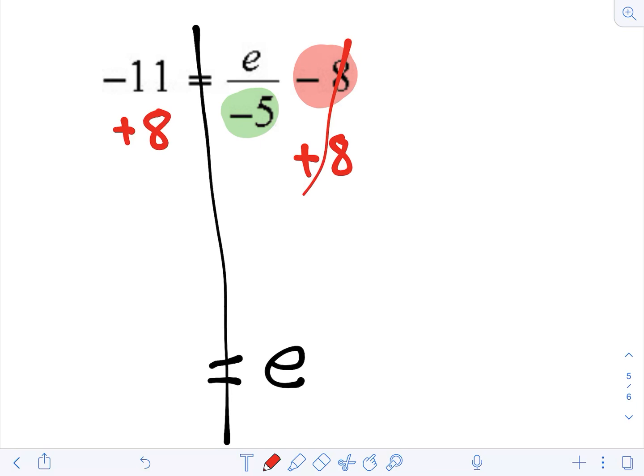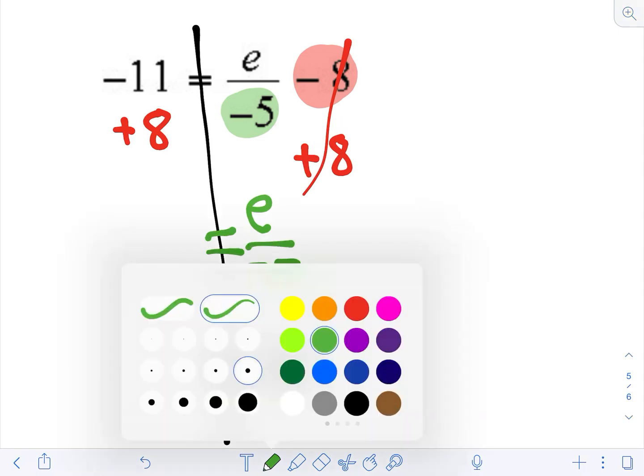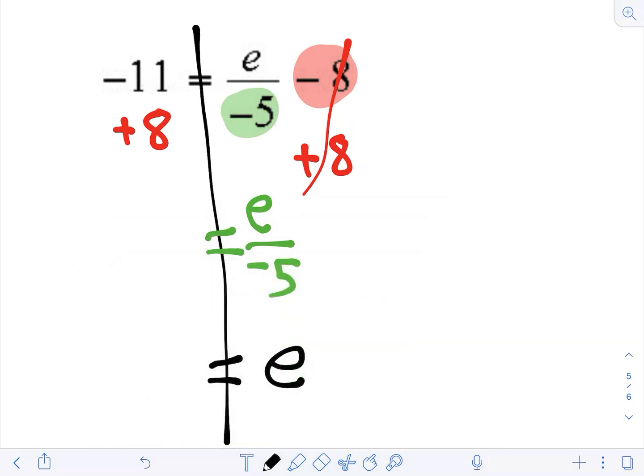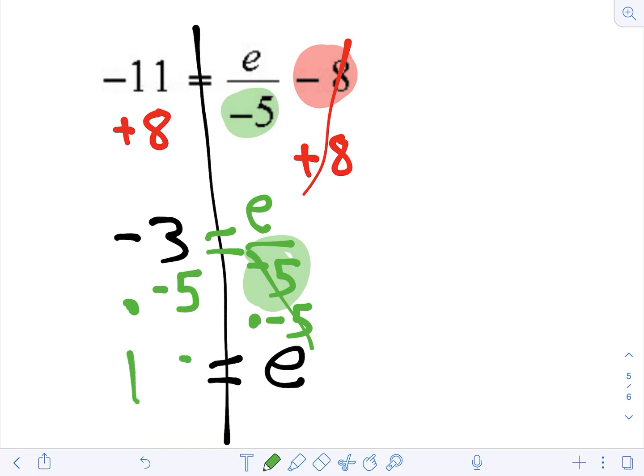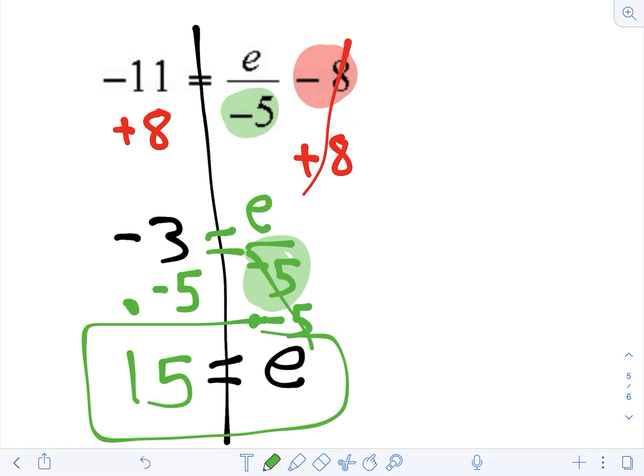So what you get on the right side is e over negative 5. And what you get on the left side is whatever negative 11 plus 8 is, which is negative 3. And now you want to get rid of that divided by negative 5, and you do that by multiplying by negative 5. That cancels out to 1. Multiply this by negative 5. Negative 3 times negative 5 is 15. And that is my answer.